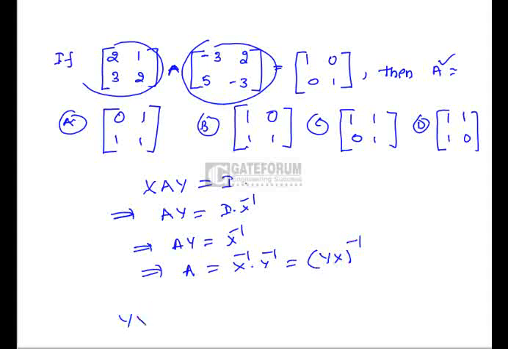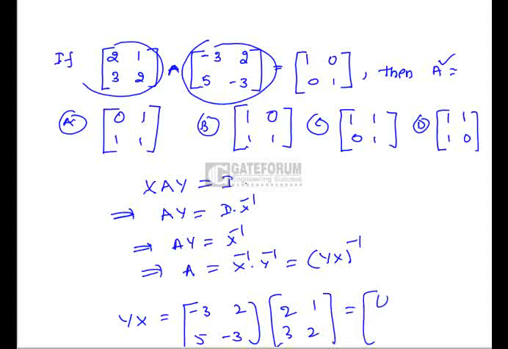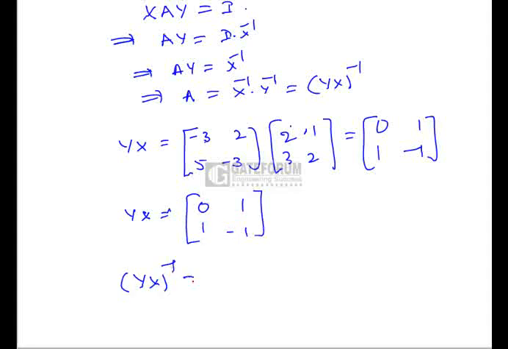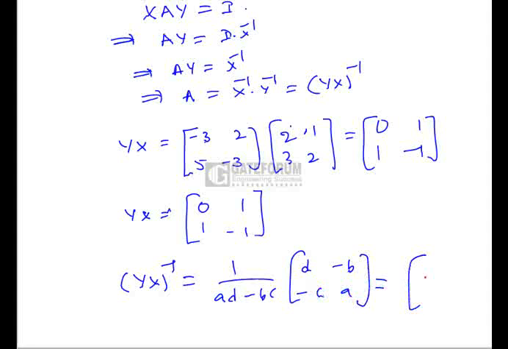Now, yx is nothing but the multiplication of matrices y and x. Minus 3 2, 5 minus 3 into 2 1 3 2. Let us multiply them. Minus 6 plus 6, it is 0. Minus 3 plus 4, which is 1. Then 10 minus 9, which is 1. Then again 5 minus 6 is minus 1. So we know the value of yx, which is nothing but 0 1 1 minus 1. Now we need to find (yx) whole inverse. If we use the formula 1 by AD minus BC times D minus B minus C A, and find the inverse, we'll get the matrix 1 1 1 0, which is nothing but option D.